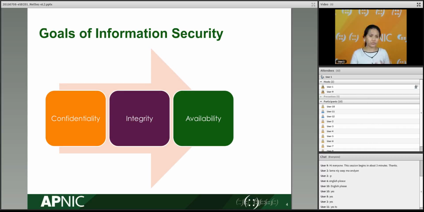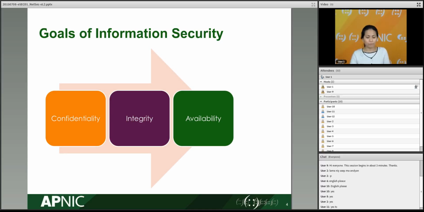So information security is concerned with protecting this data, and the best way to achieve it is to look at these three core principles of network security: confidentiality, integrity, and availability. Some of you have heard about this. CIA triad is what we normally would call it.